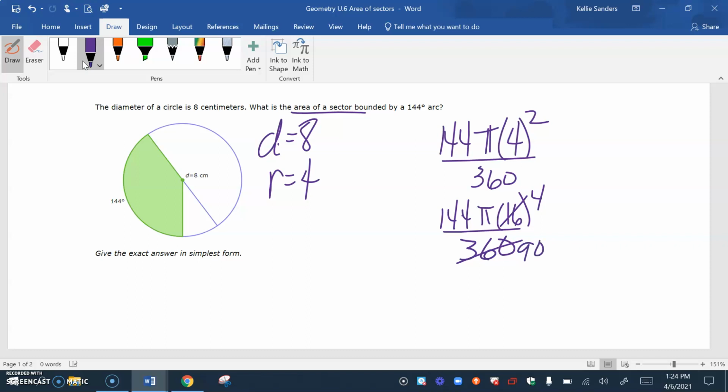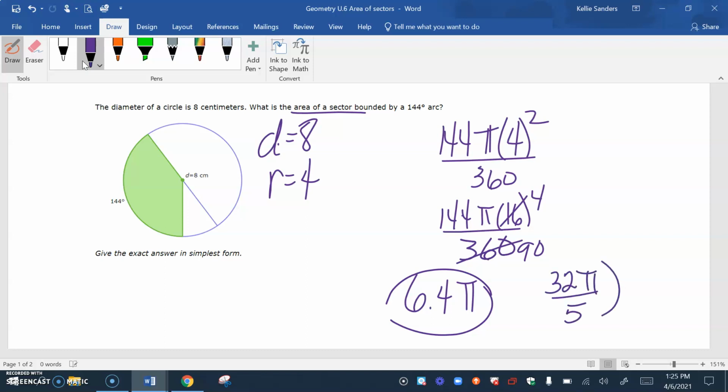9. I could do more, but it's not going to help me any. So 144 times 4 divided by 90. Exact answer? You could put this, or you could put that. Either one of those is going to work as long as you have pi in there and not 3.14.